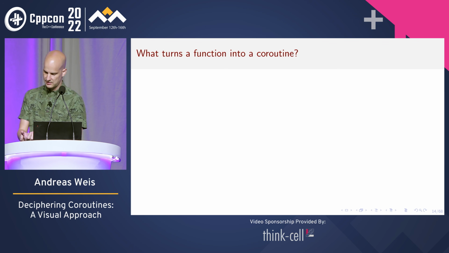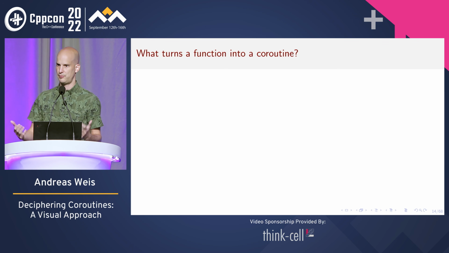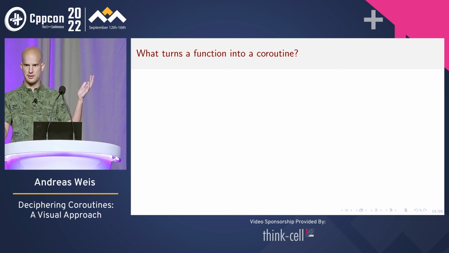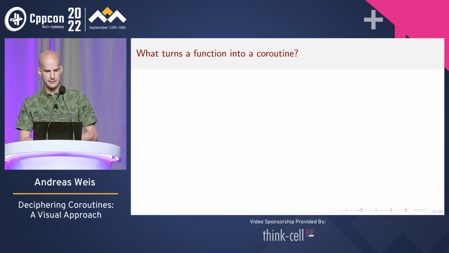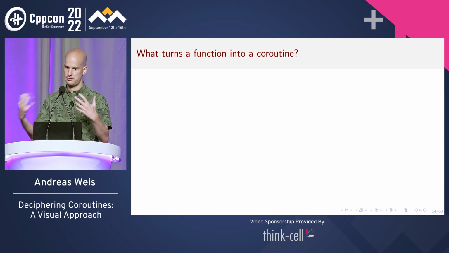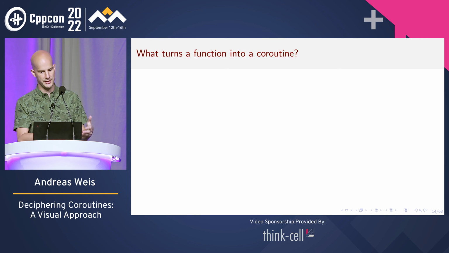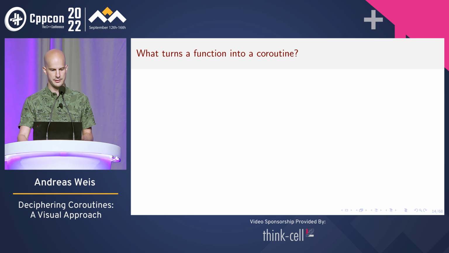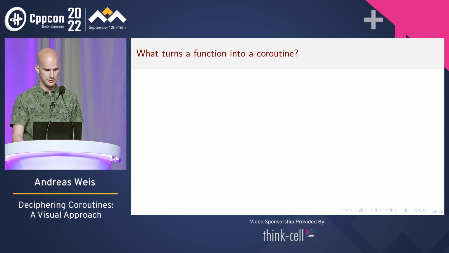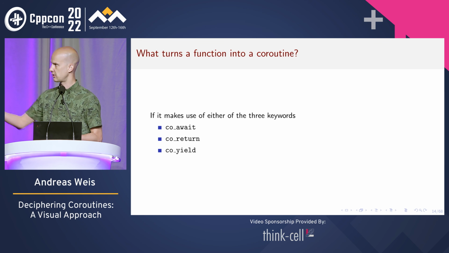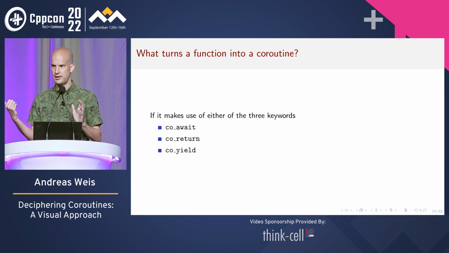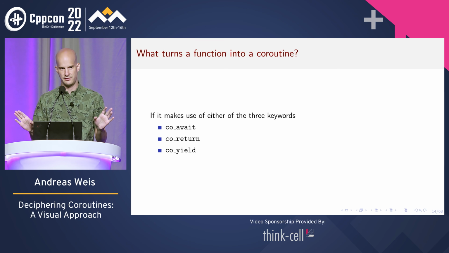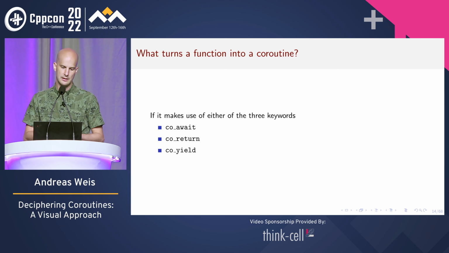So now the obvious question is, what actually does determine whether a function is a coroutine? It's not its signature, right? Because the signature is just like any other C++ function. So how does the compiler actually know whether the function is implementing a coroutine or not? And the answer is rather simple. The compiler just looks for one of these three keywords in the function body. If you find that, that's the distinguishing factor that makes it a coroutine.